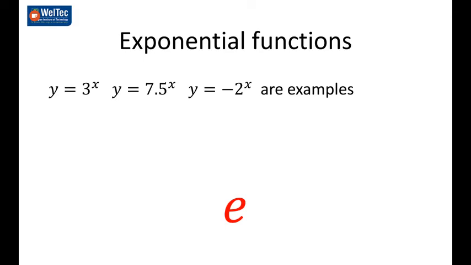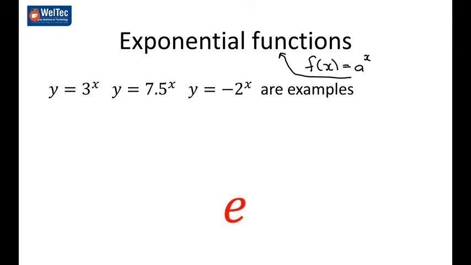If we've got a function of the type f of x equals a to the power of x, and a is some positive constant and x is some ordinary variable, then we call these exponential functions. So that is an example of an exponential function.